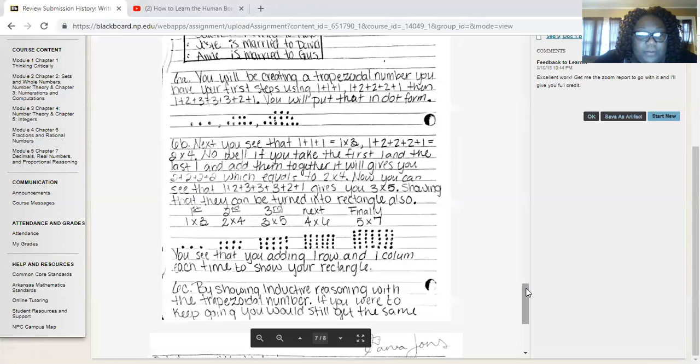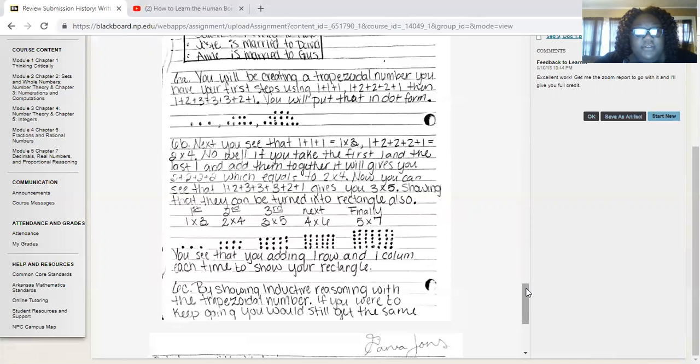Next, you see that 1 plus 1 plus 1 equals 1 times 3. You also see that 1 plus 2 plus 2 plus 2 plus 1 equals 2 times 4. If you take the first one and the last one and add them together, it gives you 2 plus 2 plus 2 plus 2, which equals 2 times 4. Now you can see that 1 plus 2 plus 3 plus 3 plus 3 plus 2 plus 1 gives you 3 times 5, showing that they can be turned into rectangles also.